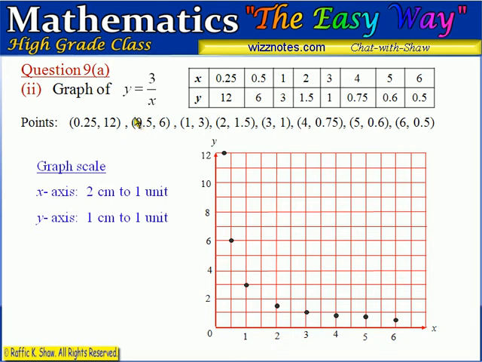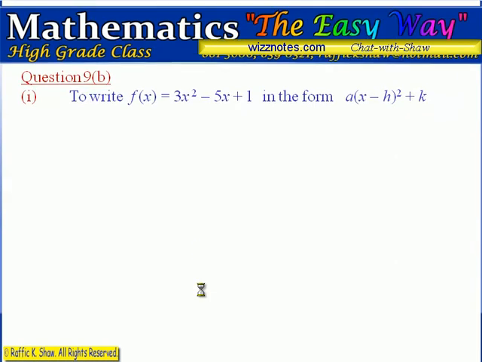So these are the points from this table, and all we need to do now is draw the smooth curve through those points, and this is it. And so that's the graph, smooth curve through the points, and that is the answer for this part 2 of question 9a. Let's move down now to part B of question 9.